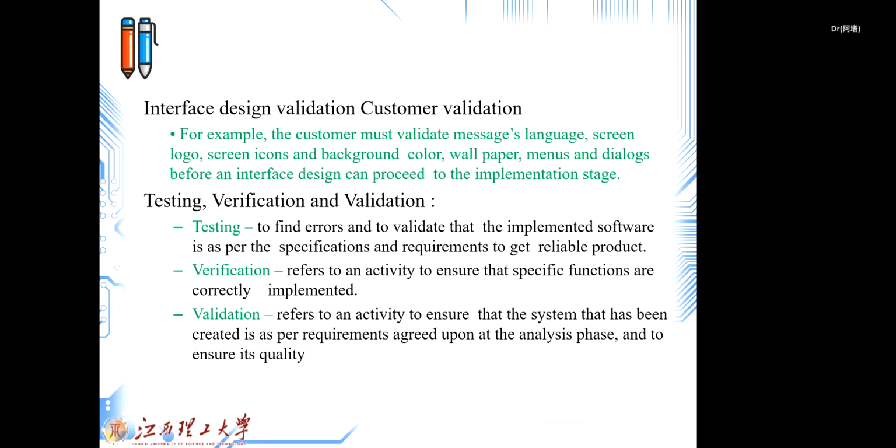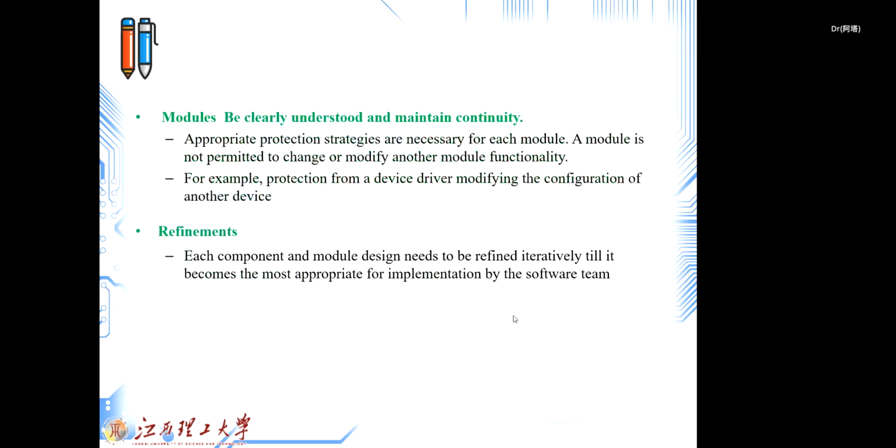Testing, verification and validation is the next step, which is testing. We are going to find the errors and validate the implemented software as per specification and requirements to get a reliable product. Verification refers to an activity to ensure that specific functions are correctly implemented. Validation refers to an activity to ensure that the system that has been created is as per the requirements arranged upon in the analysis phase, to ensure the quality.